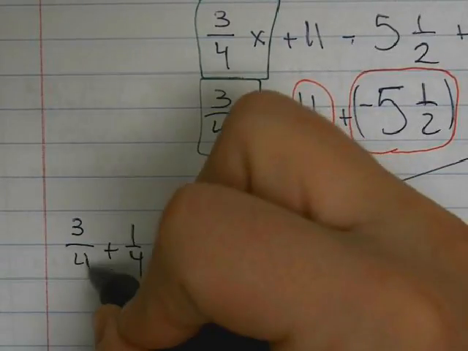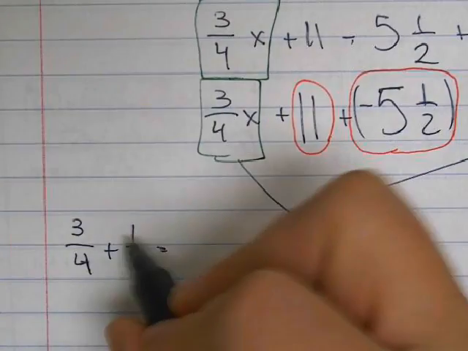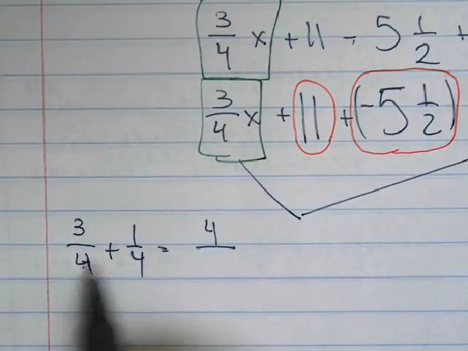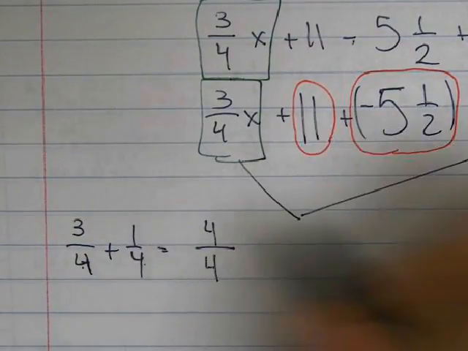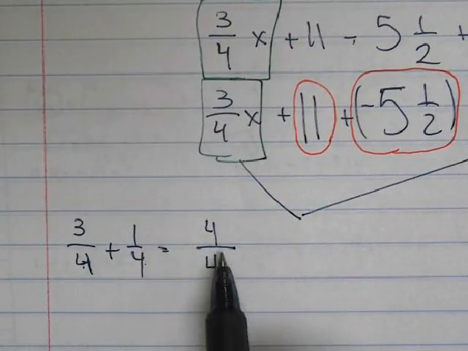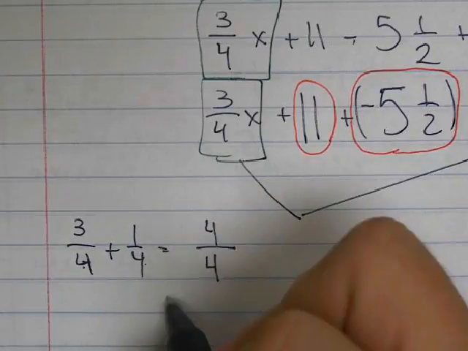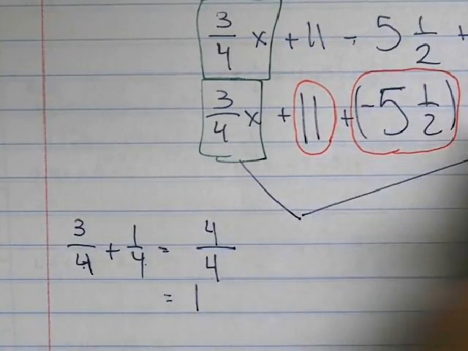Do I have common denominators? I do. So I can add the numerators. 3 plus 1 is 4. And then my denominator, when we're adding or subtracting fractions, our denominator stays the same. And then we'll use our division, and we get that this is equal to 1. So we found that 4 divided by 4 is 1.